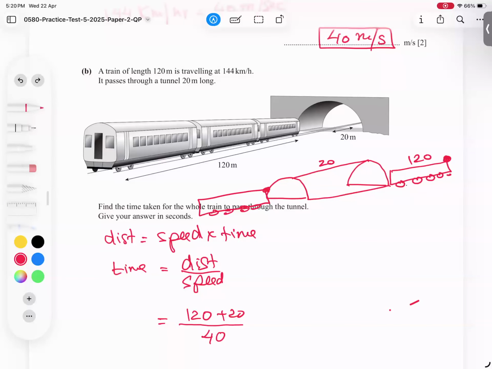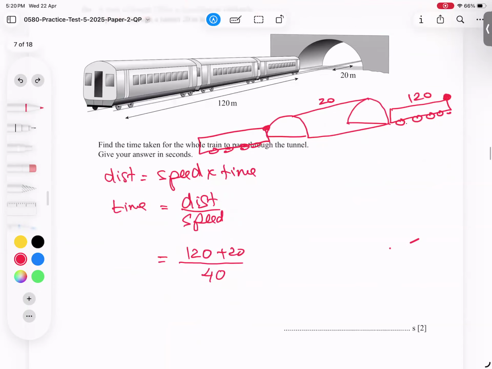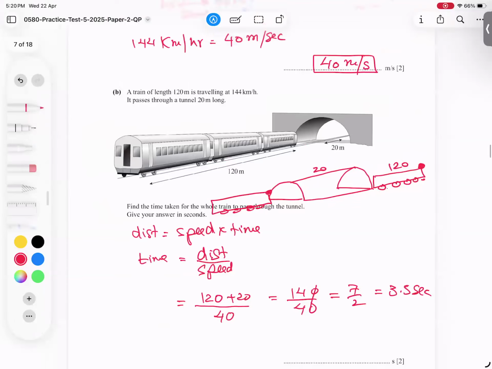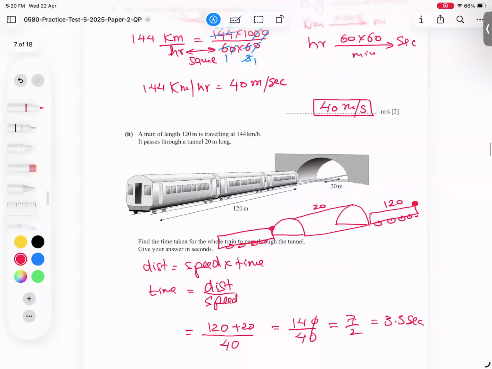So basically this point first travels 120 meters and then 20 meters. It means we have to cover the full distance and then it will go out of the tunnel. That is why I have added both distances. Many students use 120 only, and that is a mistake. So we got 140 over 40, 0 cancels, 2 sevens are 14, 2 twos are 4. And this is in seconds. So we got 3.5 seconds. I hope the concept of the question is completely clear.